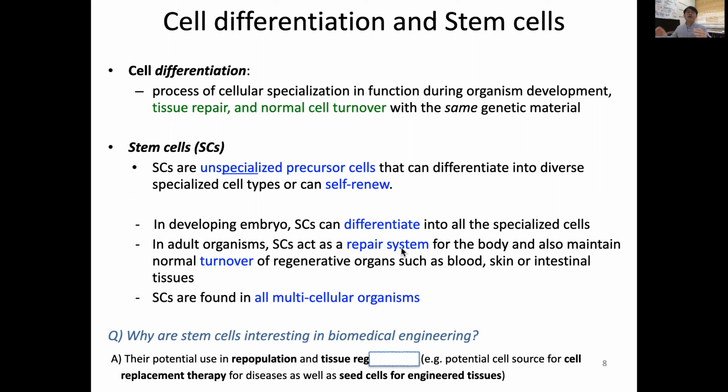So we know that when we get some injuries, like a small cut, in a few days we will heal, and over time it will even disappear. So for our body, stem cells maintain our normal turnover of regenerative organs, such as blood, skin, or intestinal tissues. And stem cells are found in all multicellular organisms.